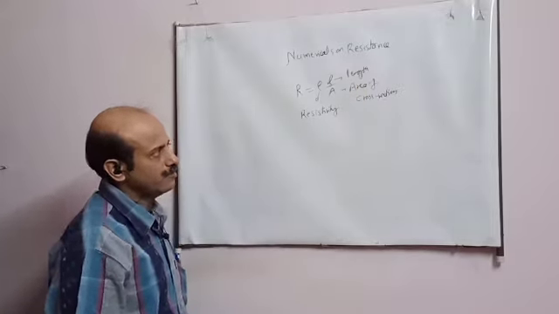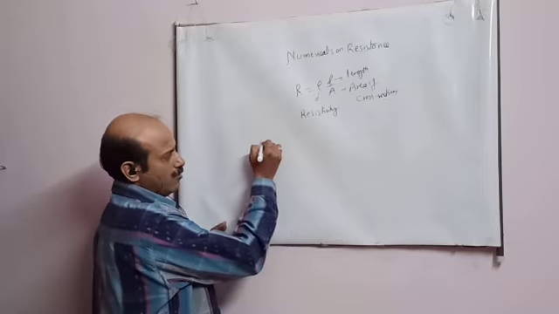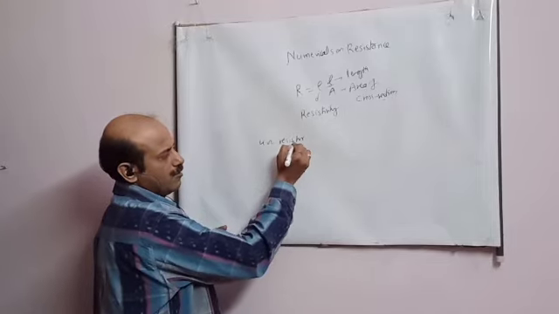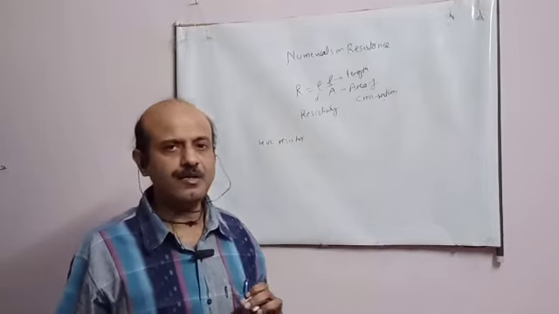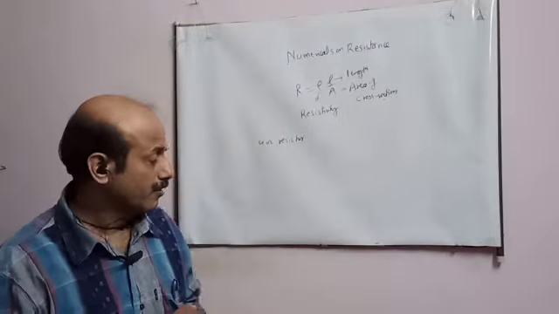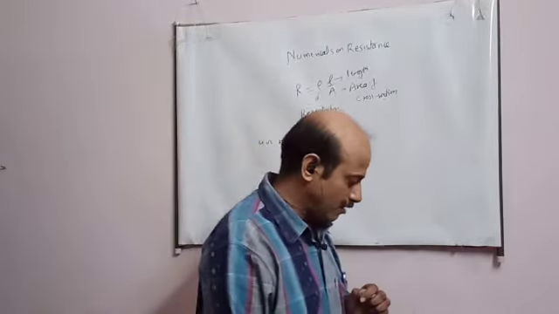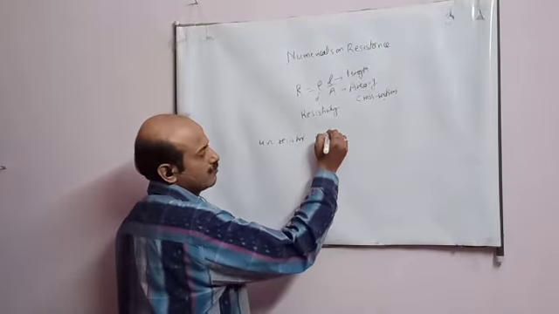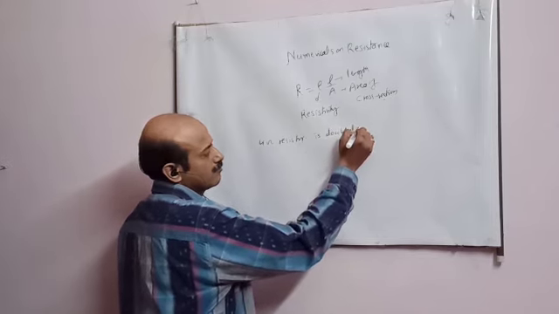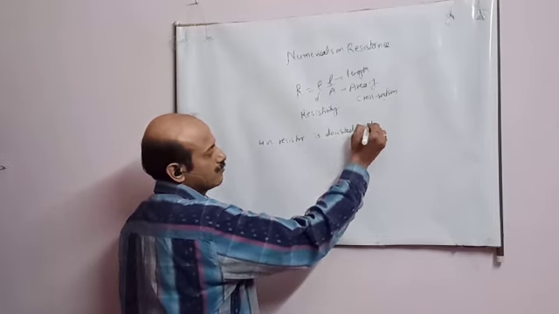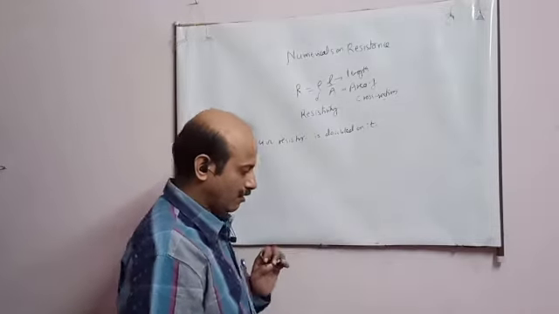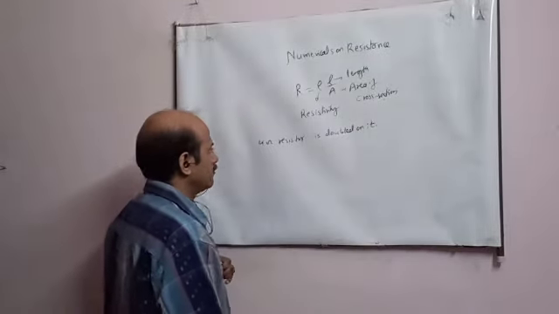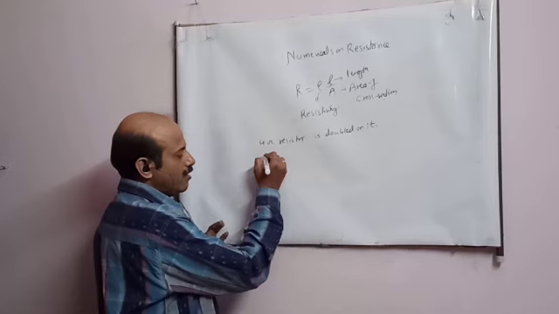Now suppose we have a question. We have a 4 ohm resistor. Resistance is the name of the property and resistor is the name of that device. The question is: a 4 ohm resistance wire is doubled on itself. Calculate the new resistance. We have to find out the new resistance.